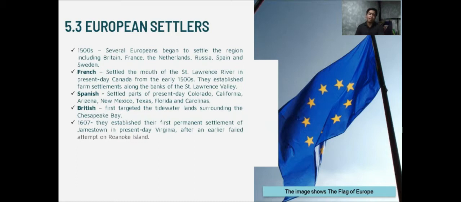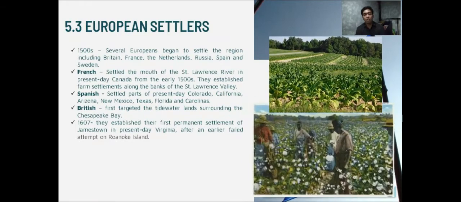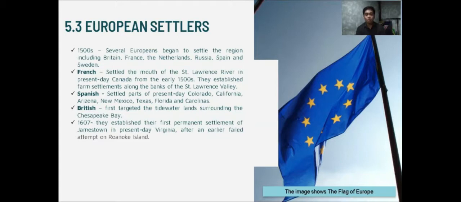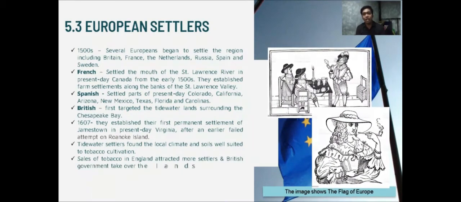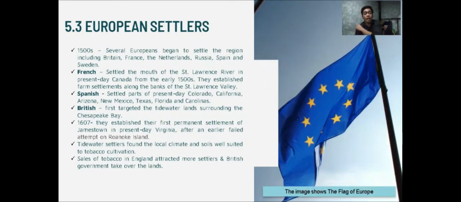So by the late 1600s, large plantations in Virginia, the Carolinas, and Georgia were cultivating crops such as tobacco, rice, and cotton, which became valuable exports. Tidewater settlers identified that the local climate and soils were well suited to tobacco cultivation. Sales of tobacco in England attracted more settlers, and the British government took over the land. An increasing number of commercial crops were grown, for example, indigo, rice, sugarcane, and cotton.